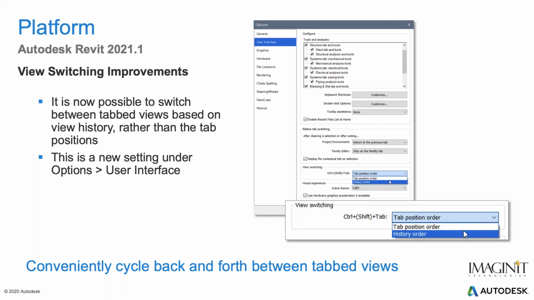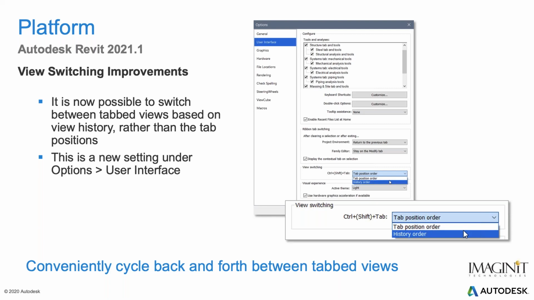So previously, when working between views, the view method would be defined by tab position. The new method of view switching is going to be defined by view history order. You can choose which method of view switching you use by going to the Revit options and then user interface.